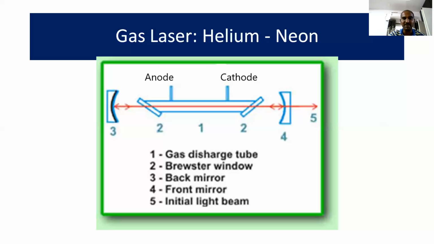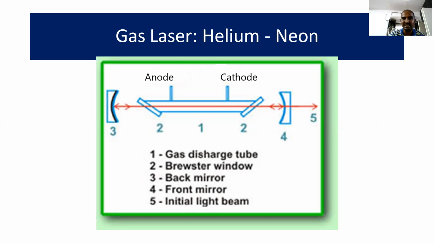Already we know what is meant by active state, or active material. Active material is the material which undergoes stimulated emission and, as a result, produces laser light. Here the active material is in the form of solid, that's why it is a solid state laser. Here the active material is in the form of gas, that's why it is considered a gas laser.